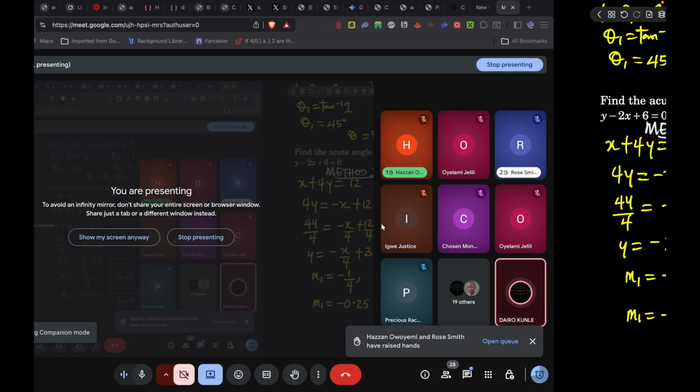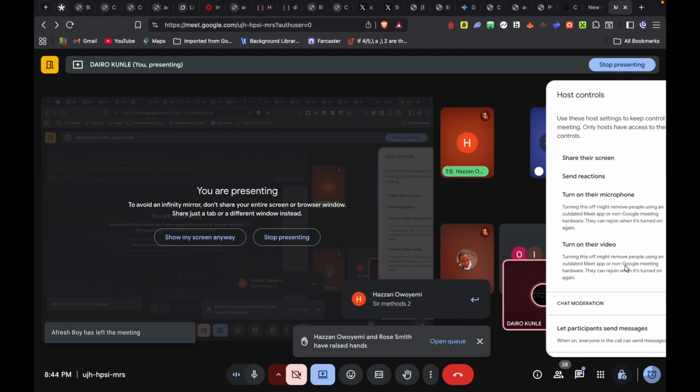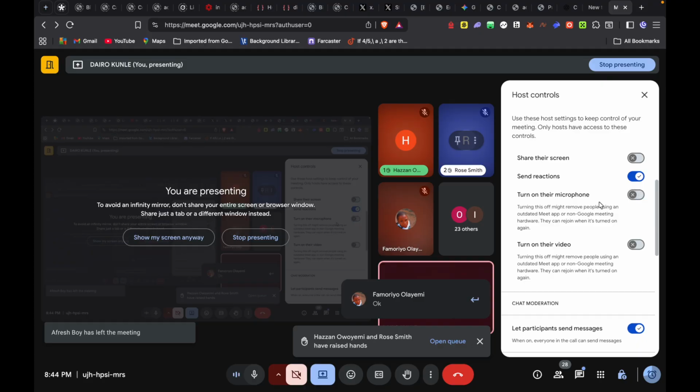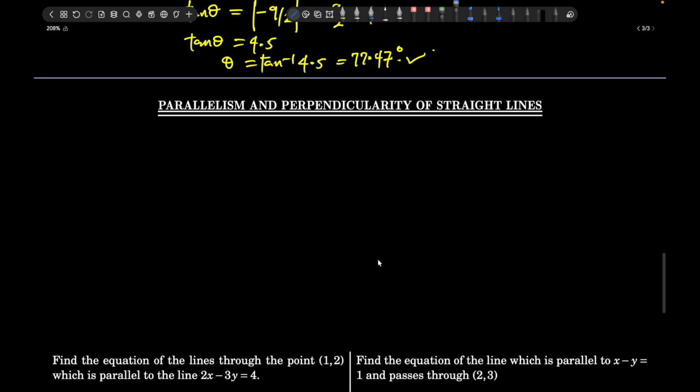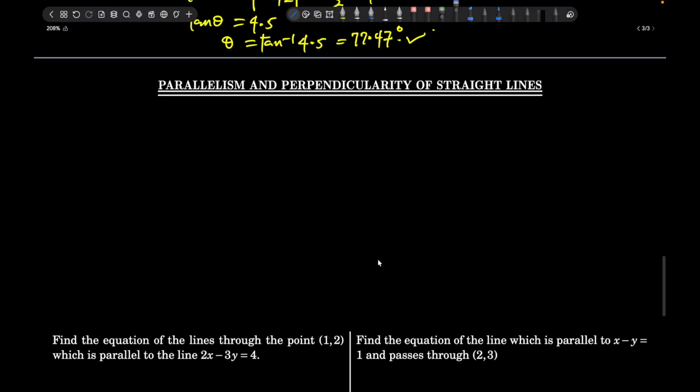Since there are no questions, let's move to perpendicularity and parallelism because of our time. If two lines are parallel, it means they have the same slope. I have started teaching you, so please pay attention.